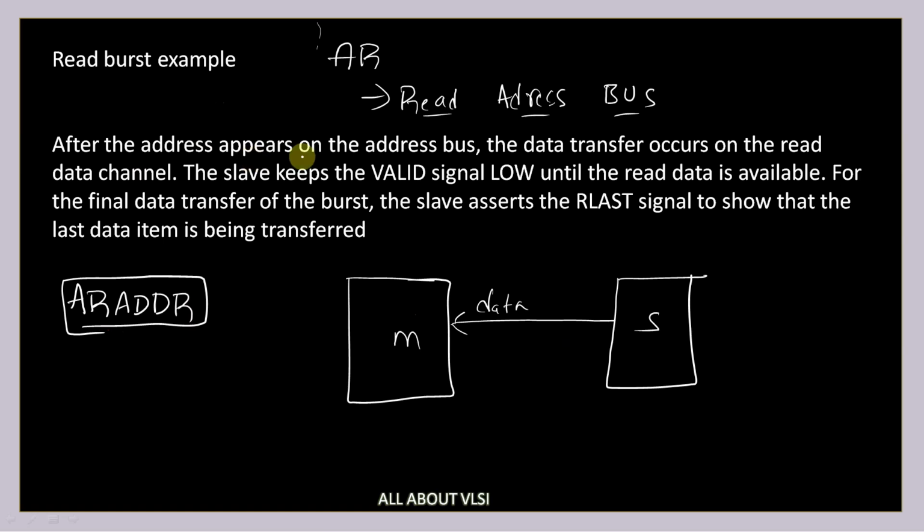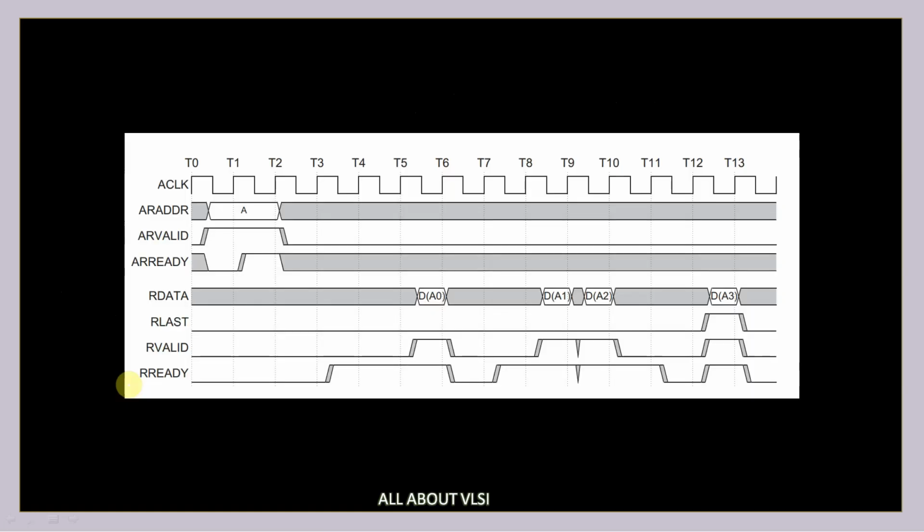After that particular address appears on the address bus, the data transfer occurs on the read data channel. So we are going to get the data on the read data bus. After the address is provided, the slave is going to provide the master the respective data using the read data bus. Now let's see one example of how it is going to happen.